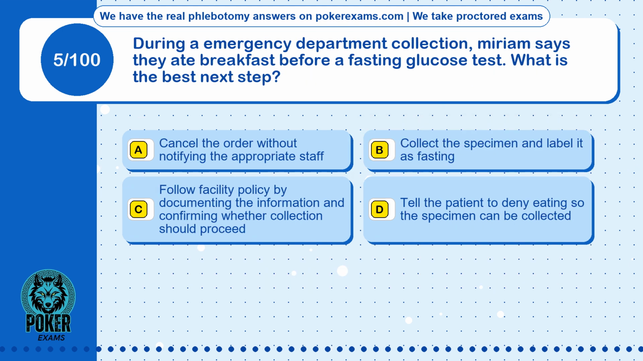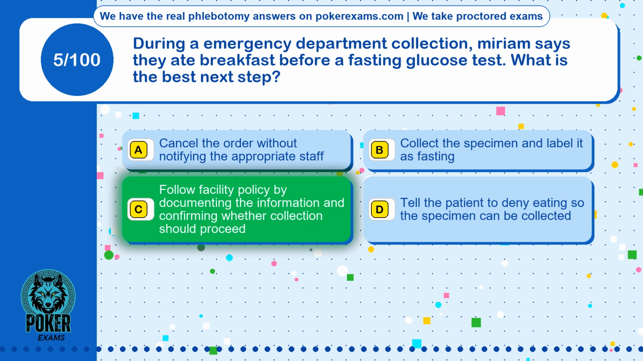Question 5. During an emergency department collection, Miriam says they ate breakfast before a fasting glucose test. What is the best next step? Option A. Cancel the order without notifying the appropriate staff. Option B. Collect the specimen and label it as fasting. Option C. Follow facility policy by documenting the information and confirming whether collection should proceed. Option D. Tell the patient to deny eating so the specimen can be collected.